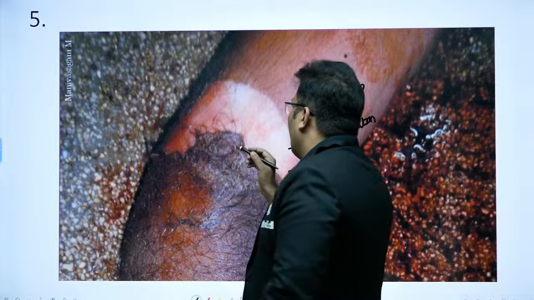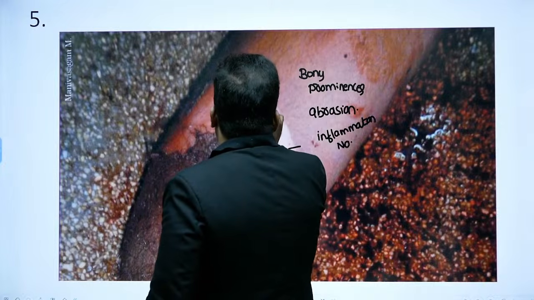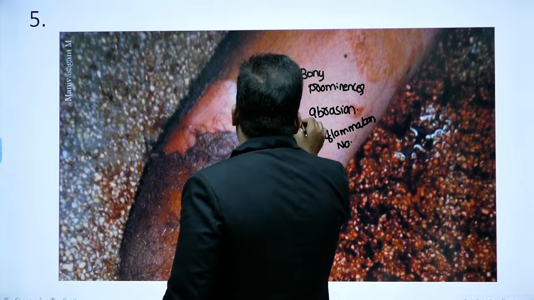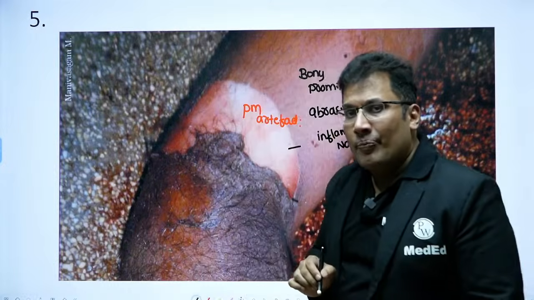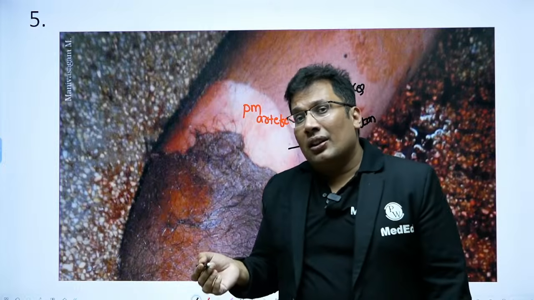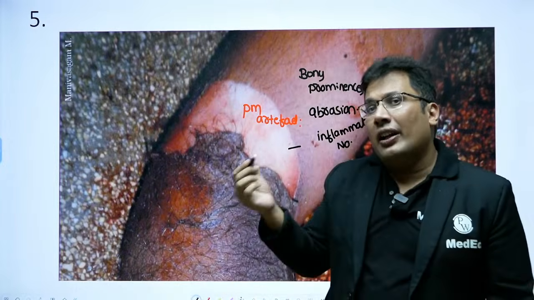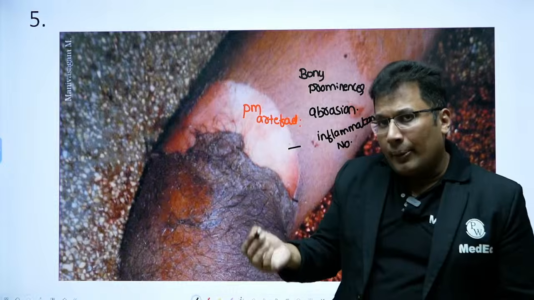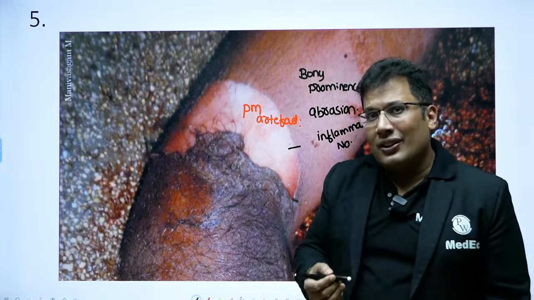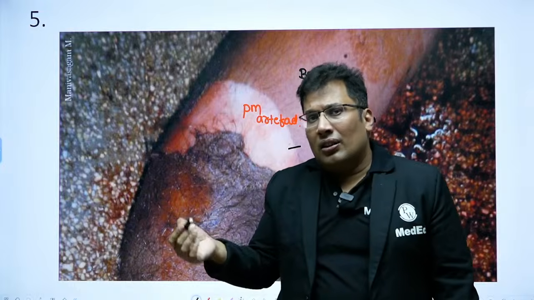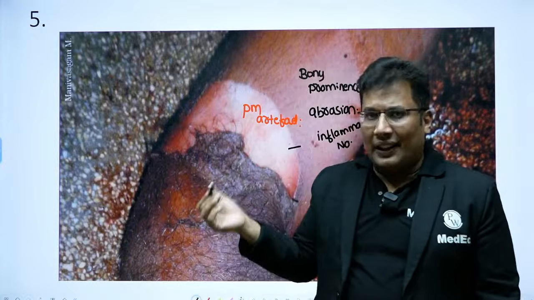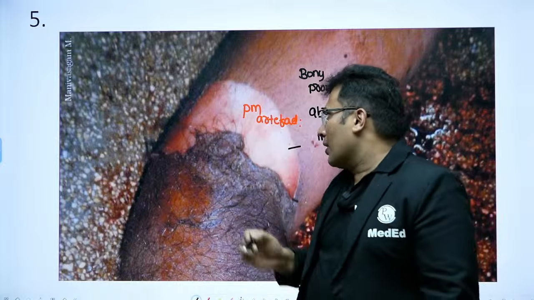This is a postmortem artifact. The question can be asked: how to differentiate between antemortem abrasion and postmortem abrasion? Antemortem abrasion occurs anywhere, and signs of inflammation are present. Postmortem artifact abrasion occurs in the bony prominences, usually at the limbs, and there are no signs of inflammation, no blisters, nothing. So this is a postmortem artifact.